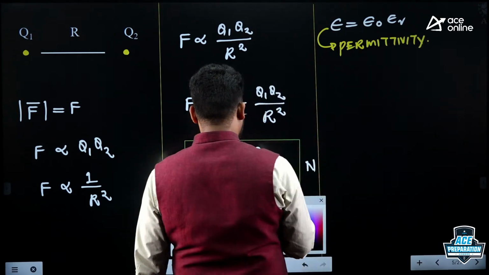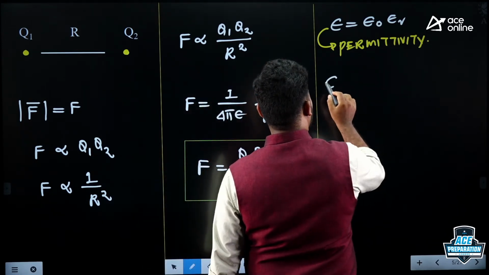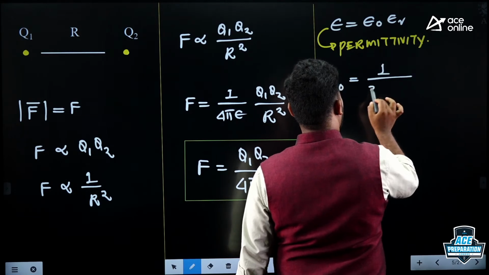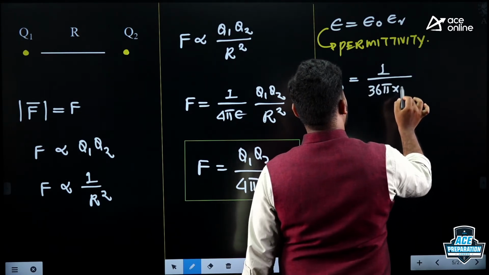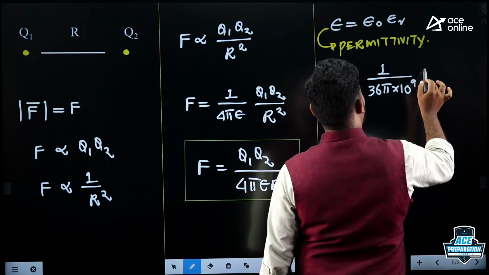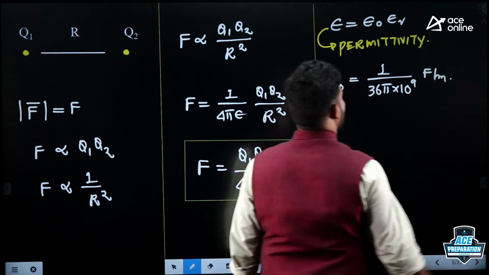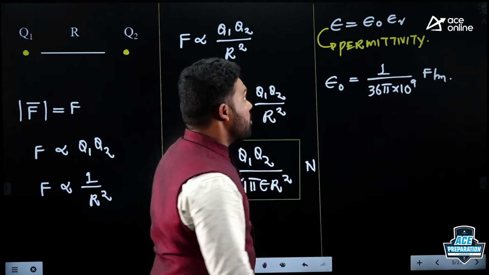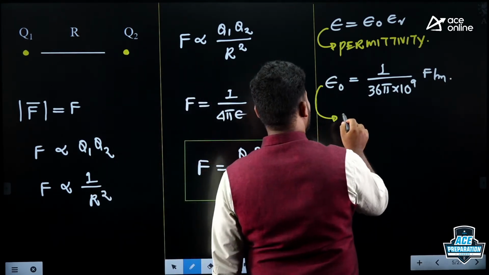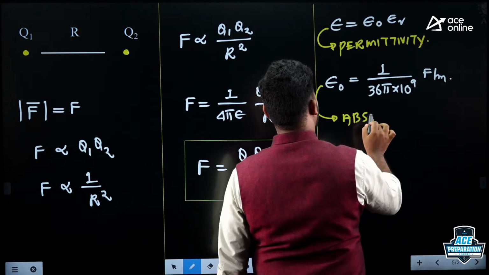And what is this epsilon naught? Epsilon naught is equal to 1 by 36 pi into 10 to the power of 9 farad per meter. This is called absolute permittivity. I'll talk about these things. Let me write down first. This is absolute permittivity.